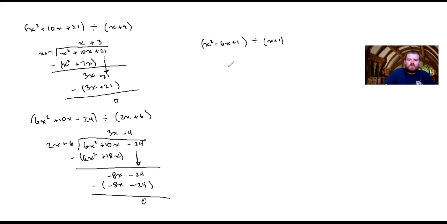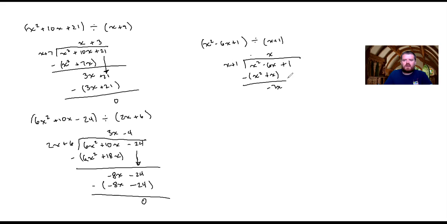So if I do this here, same steps, x squared minus 6x plus 1 is going to go on the inside. X plus 1 is going to go on the outside. So x squared divided by x gives me x. Multiply it back. X times x is x squared. X times 1 is x. And then we are subtracting. So the x squareds will cancel. Negative 6x minus x gives me negative 7x.